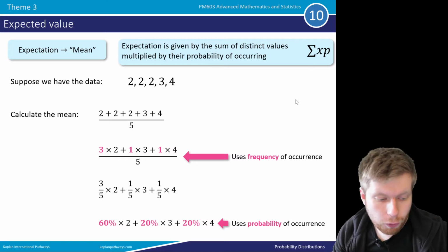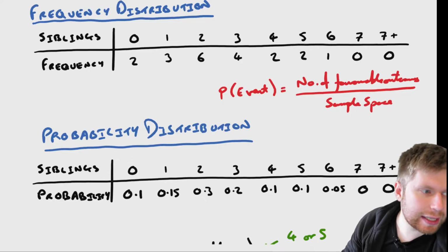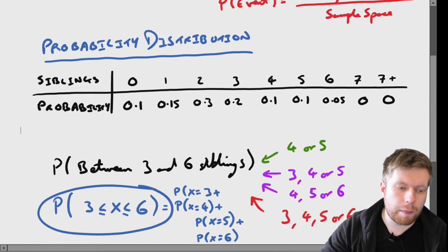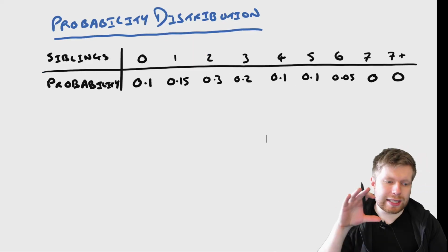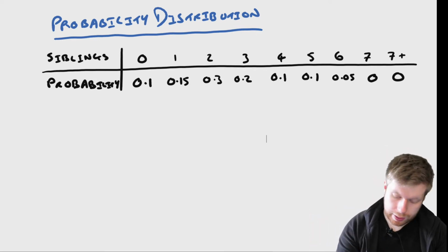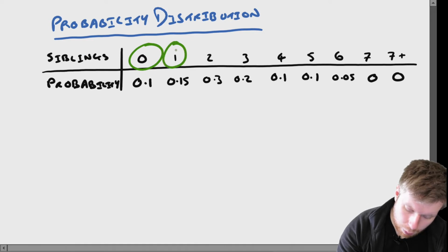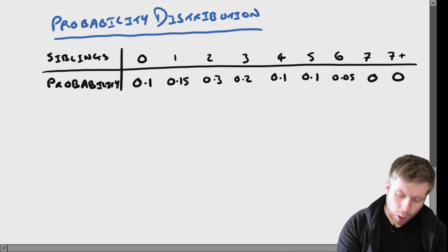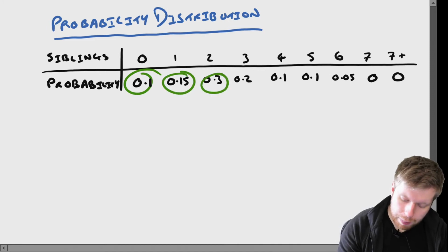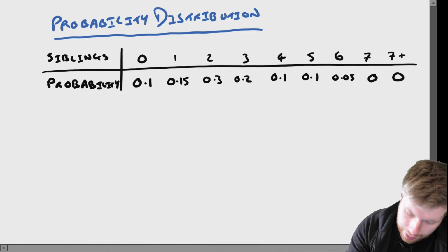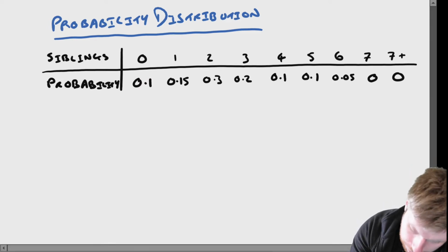Okay, so therefore, if we wanted to calculate the expectation of this particular probability distribution, we would simply need to take each individual outcome, so in this case, the number of siblings, so 0 siblings, 1 sibling, 2 siblings, etc. Take each individual outcome, multiply it with their associated probability, and then add all those things together. So let me show you, okay, to calculate the expectation.